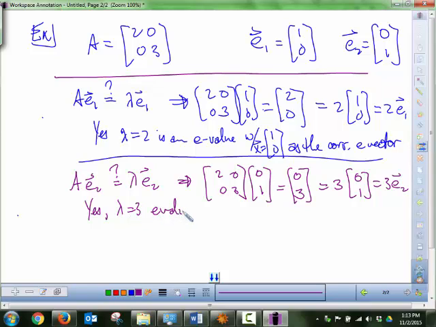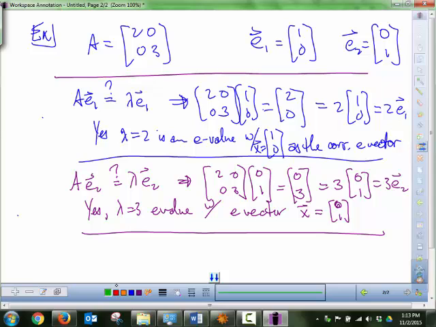There's an e-value with e-vector x equal to 0, 1. So it doesn't necessarily work for everything. Let's pick another vector. Let x equal to, pick a vector. Any vector? 1, 1.